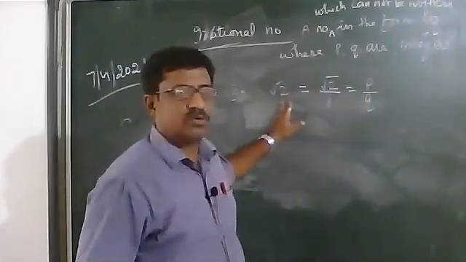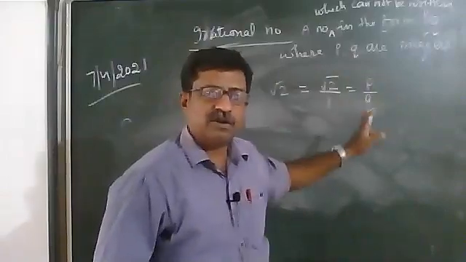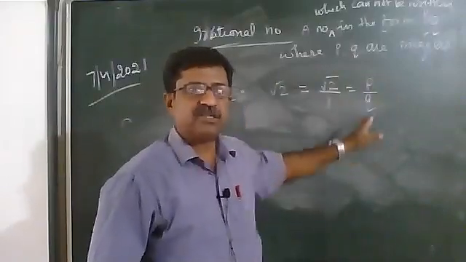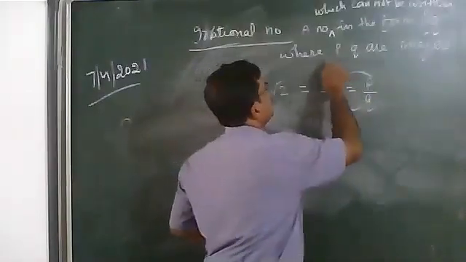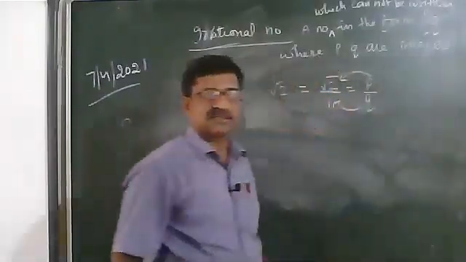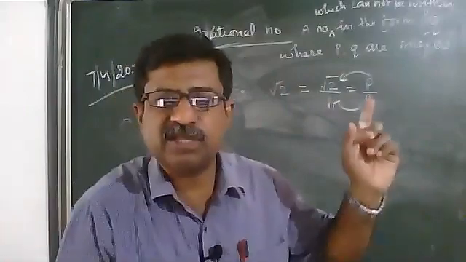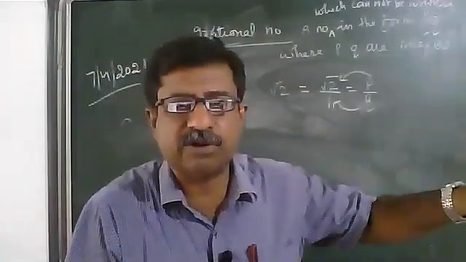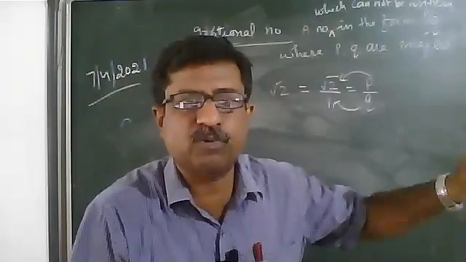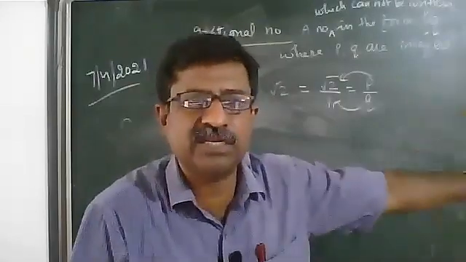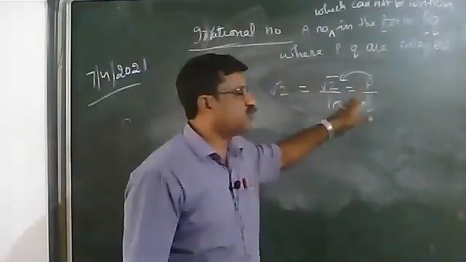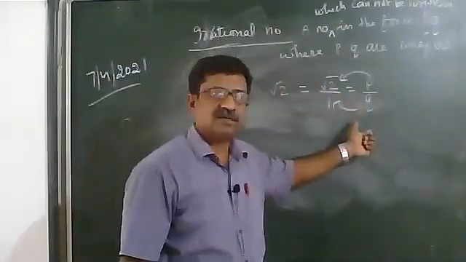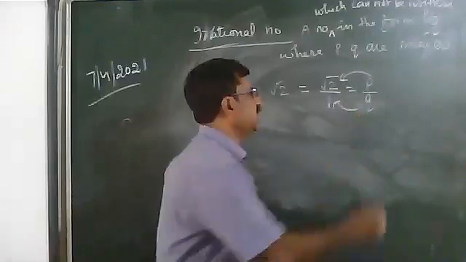Here we wrote root 2 in p upon q form, but both must be integers. Both of these should be integers. p and q both should be integers. We said that it cannot be written in the form of p upon q. We should not stop the definition there; read it fully: where p and q are integers. So root 2 was written in p upon q form, but both are not integers.